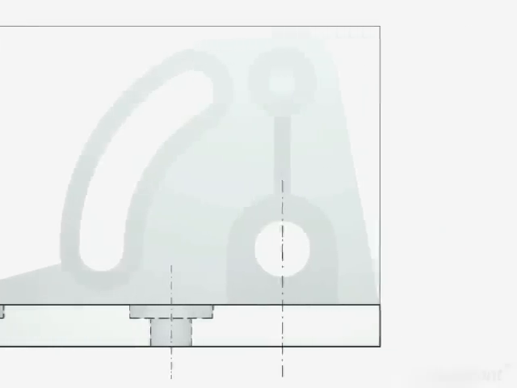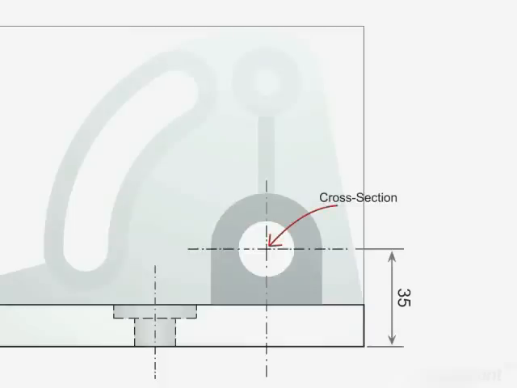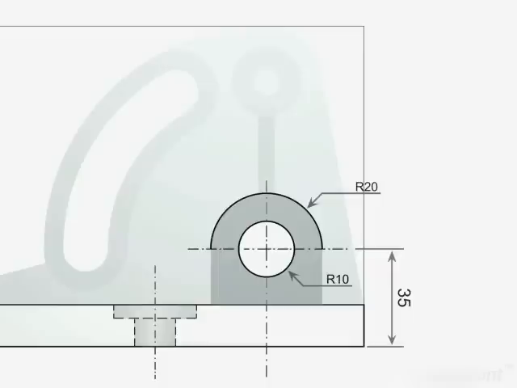Now let's project the semi-cylindrical extrusion. To determine its center, draw a horizontal center line 35 mm above the ground. Let us take the intersection of this line with the third center line and draw a circle of radius 10 mm and a semicircle of radius 20 mm. Now complete this extruded part.